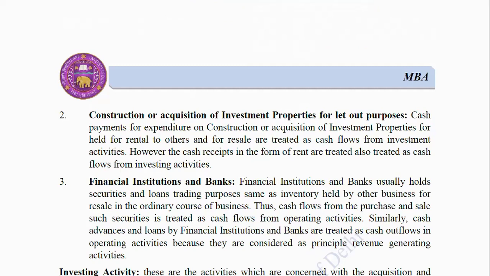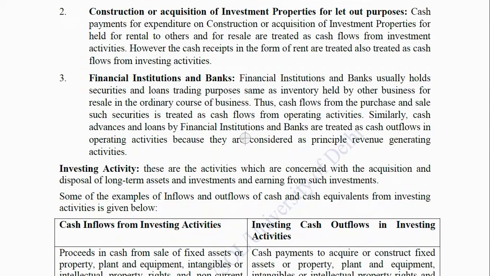Number 2. Construction or acquisition of investment properties for let out purposes. Cash payments for expenditure on construction or acquisition of investment properties held for rental to others and for resale are treated as cash flows from investment activities. Number 3. Financial institutions and banks.